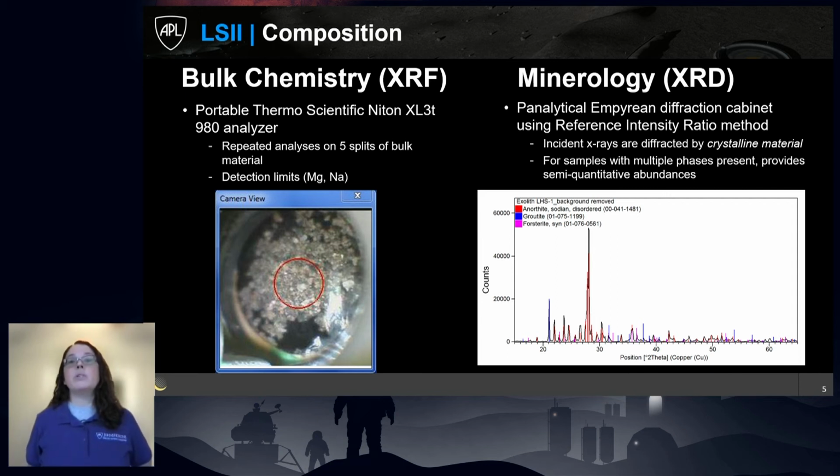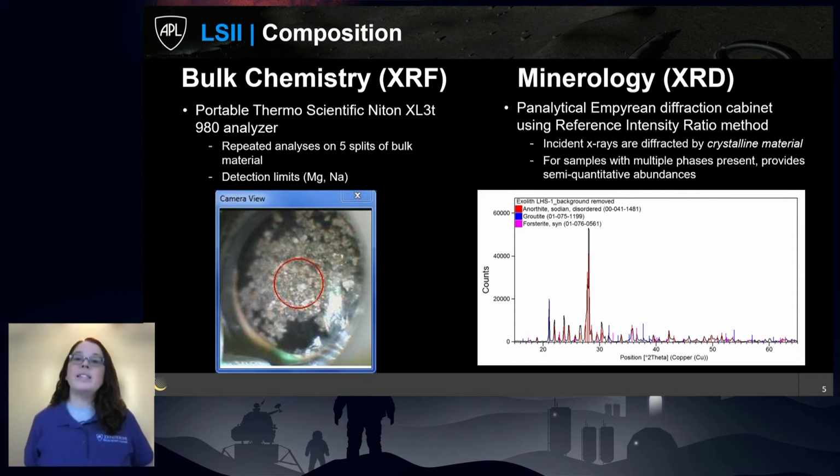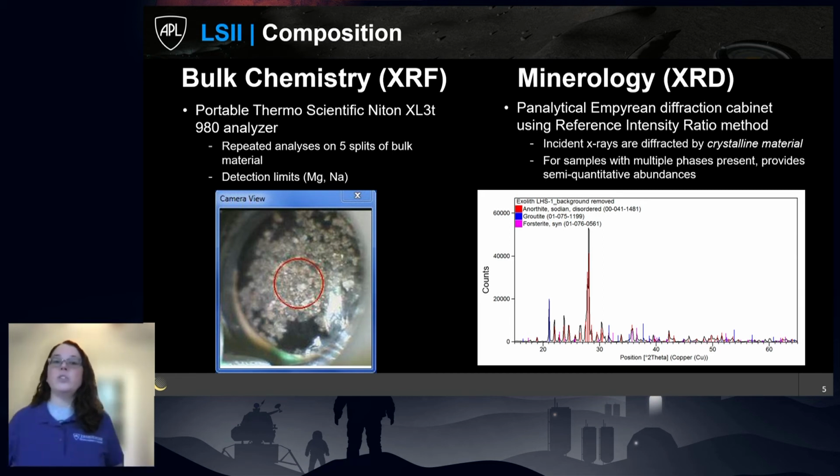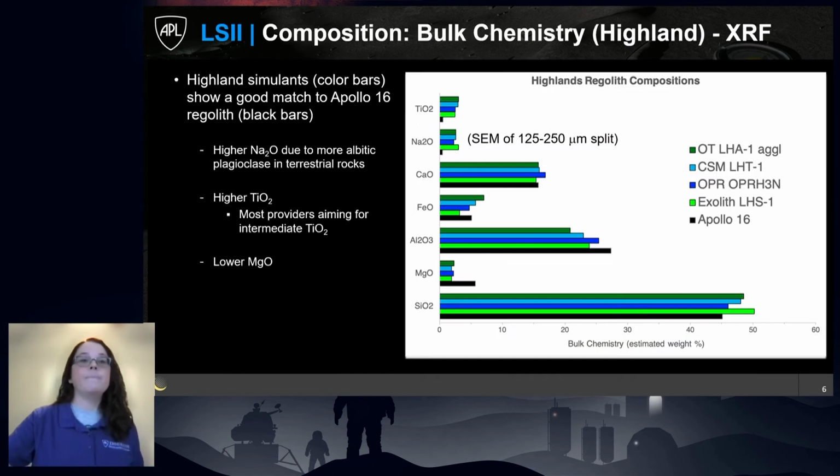And we also did mineralogy using XRD. We used a reference intensity ratio method, which gives us semi-quantitative abundances for when there are multiple phases present. And I just note that it doesn't pick up on non-crystalline materials, so those glassy basaltic cinders can be a problem. Next slide, please.